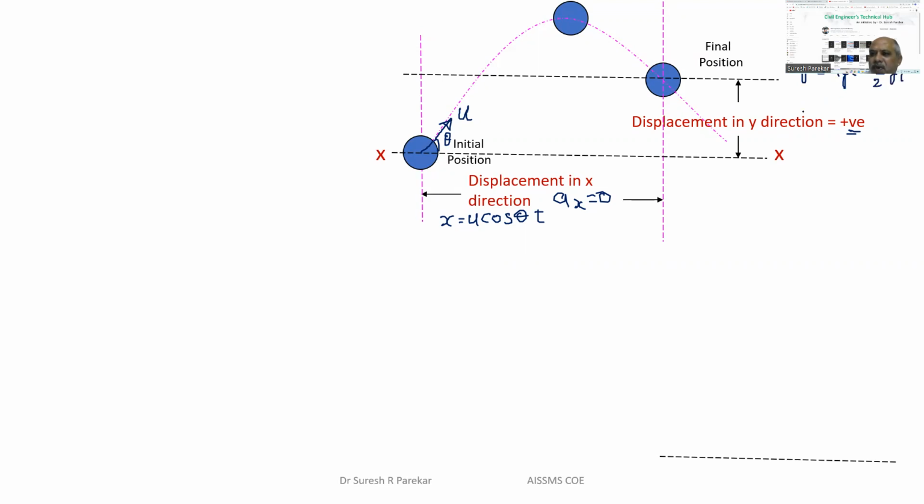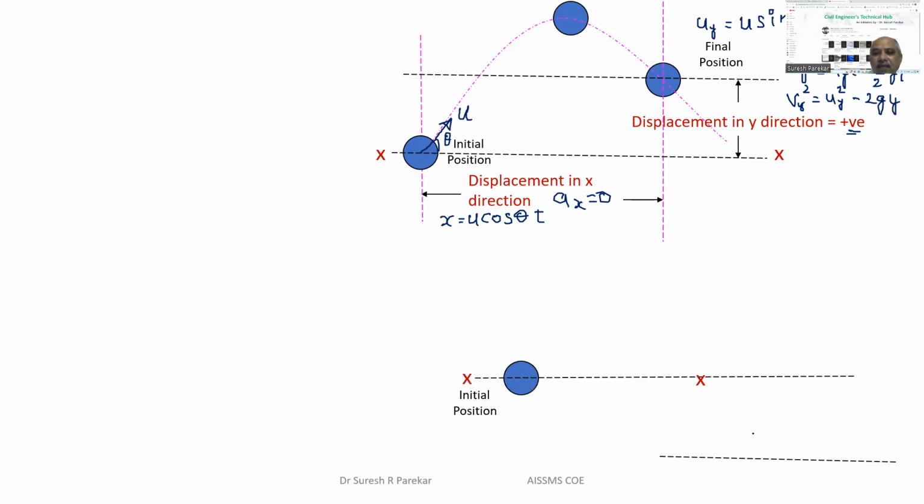Same equations for all three. Here vy square equals uy square minus 2gy, and uy we have, uy value we have u sin theta. And why do we have positive? Because the final position is above the initial position. That is the concept of motion under gravity. Then we have another, in this fashion.